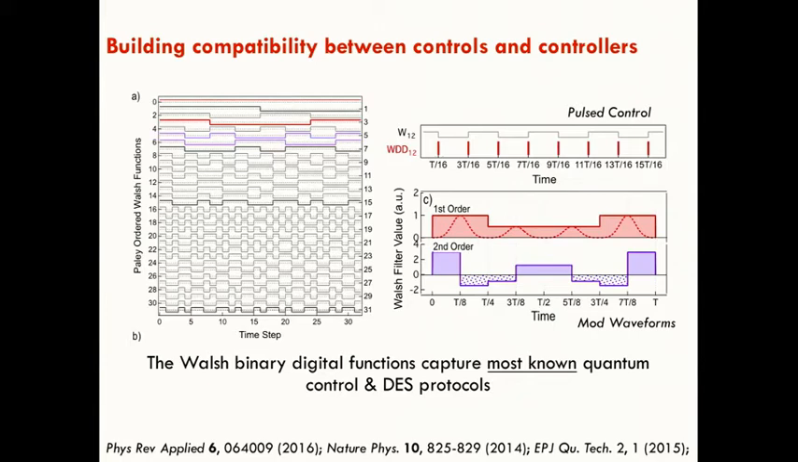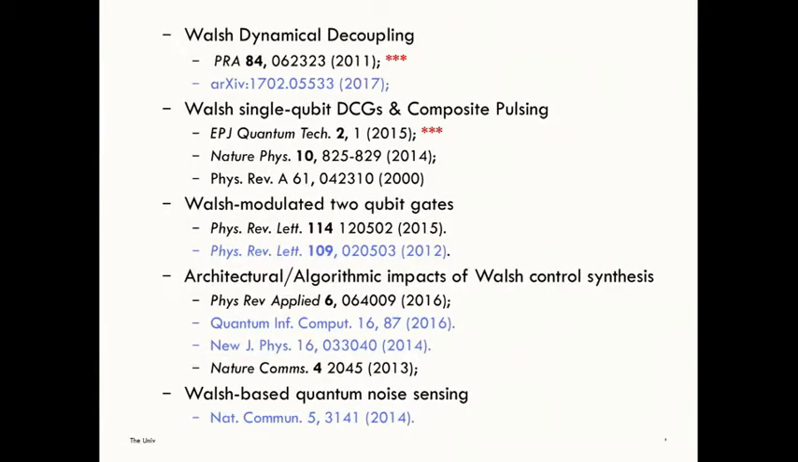In addition, I think it's beautiful because of the nature of these functions as bi-valued square waves. Now, I'll tell you more about that in just a second, but it's worth pointing out that there's been a lot of activity in this field. The black things are from my group, but we've also seen recently the extension of the use of these Walsh functions for constructing unitaries.